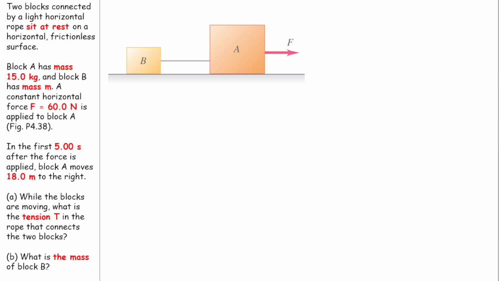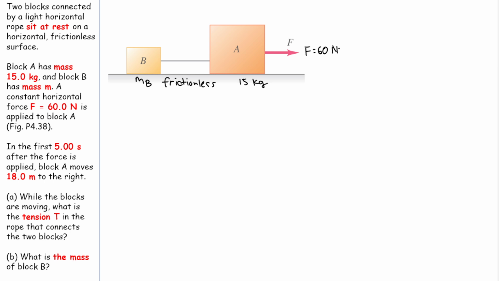Two blocks connected by a light horizontal rope sit at rest on a horizontal frictionless surface. So our surface here is frictionless. Block A has a mass of 15 kilograms and block B has mass M, which is unknown. A constant horizontal force F equal to 60 Newton is applied to block A. So we have F equal to 60 Newton.